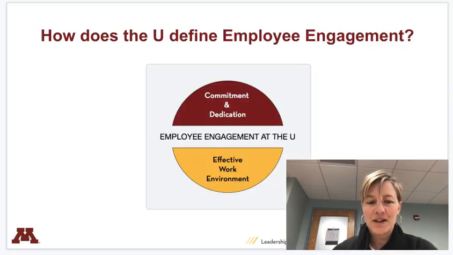How does the U define employee engagement? The U defines it as a level of employee energy and motivation supported or hindered by the work environment. You've probably seen this visual before. It's a nice representation of the two main elements, or metrics, we call them, of employee engagement that the U uses to measure employee engagement. The first one is commitment and dedication, which is motivation and pride for the work and organization. And the second one is effectiveness of the work environment, conditions that allow individuals to be effective in their jobs and also, of course, remove barriers to productivity.